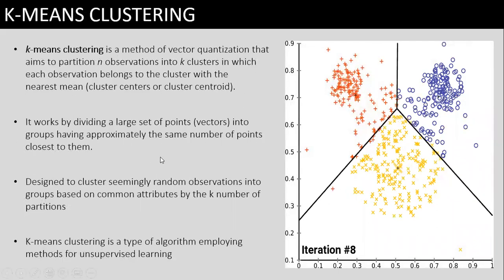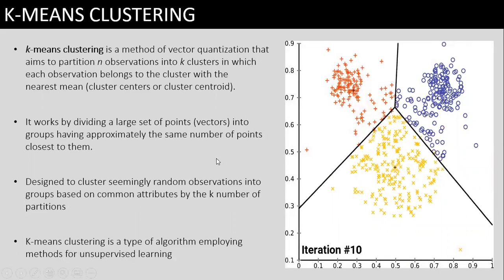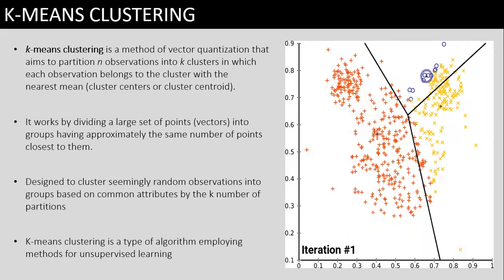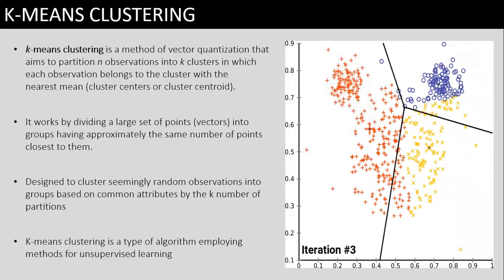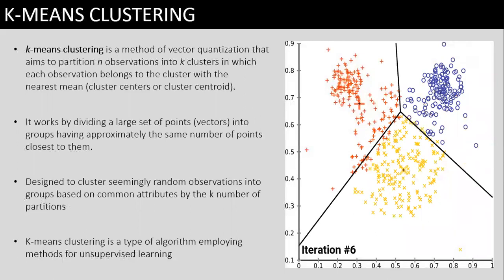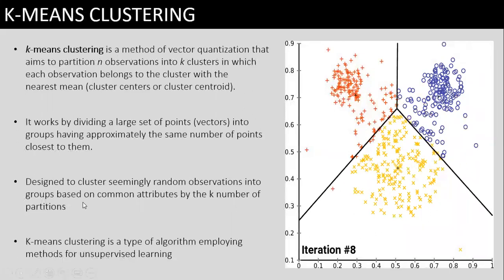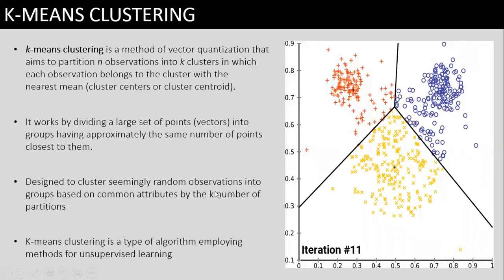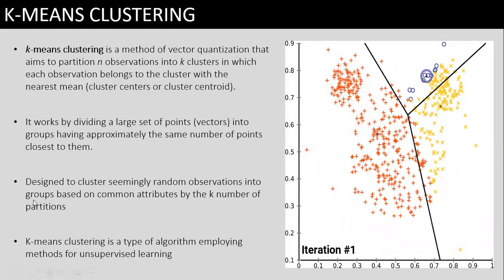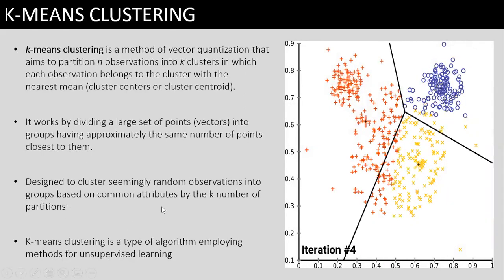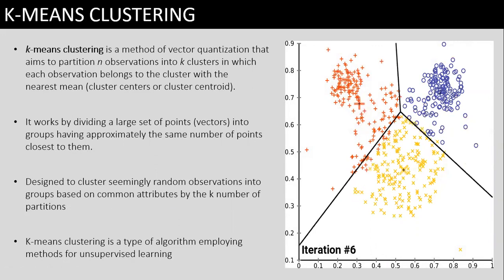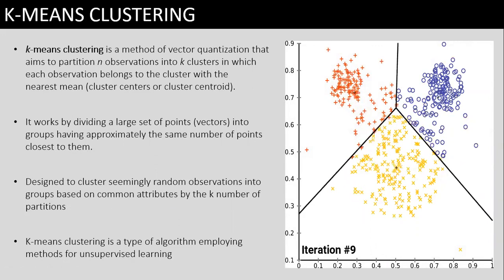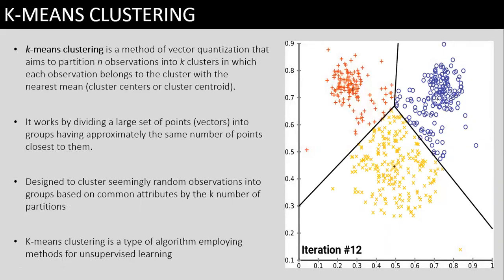It works by dividing the large set of points or vectors into groups having approximately the same points closest to them. So we will be using mostly distance calculations in determining which cluster or group a certain point should belong to. Again, this is designed to cluster a seemingly random number of observations into bins, clusters, or partitions. It's also important to note that k-means clustering is a type of unsupervised learning, meaning we're not after a particular problem to solve. We're just trying to make sense of seemingly random data.